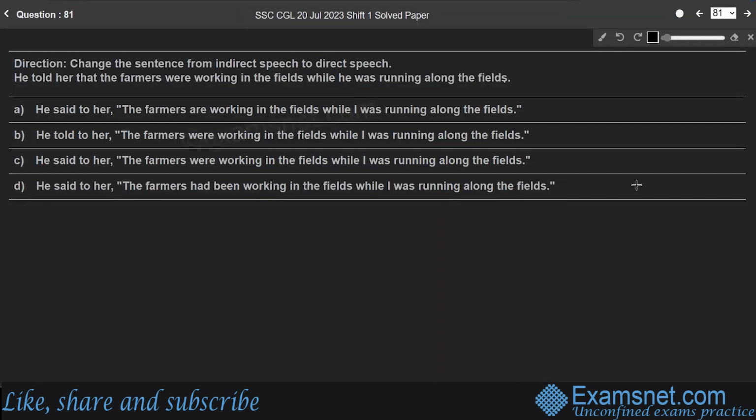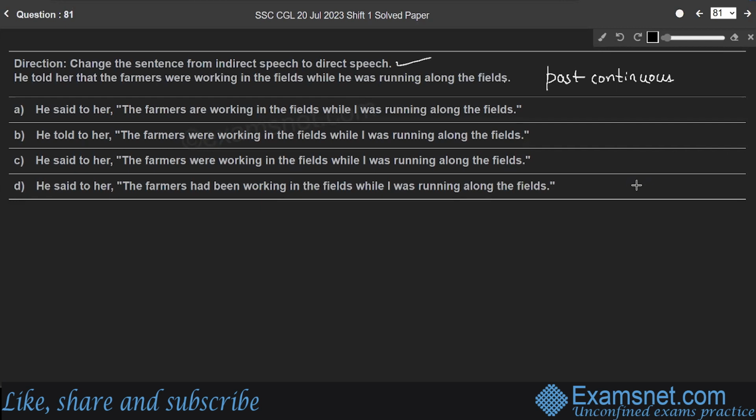Question 81. Change the sentence from indirect speech to direct speech. He told her that the farmers were working in the fields while he was running along the fields. Here, students, the given sentence is in past continuous tense, right? From direct speech to indirect speech or from indirect speech to direct speech, in both the cases, past continuous tense remains the same within the time clause, right? No need to change the tense of the given sentence.